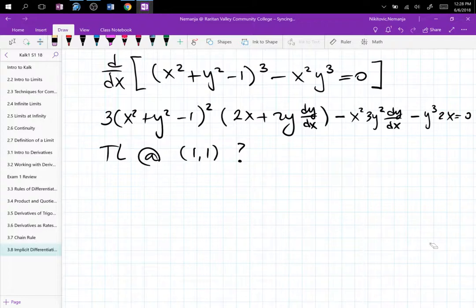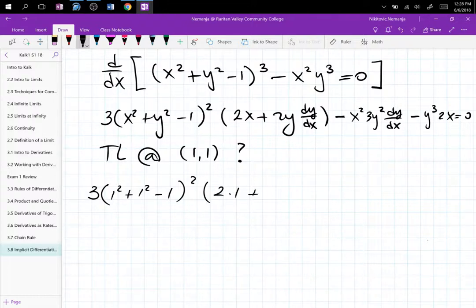All right, so I get to now copy the entire equation, but every single x and every single y is going to become 1, and every dy/dx becomes m. And then we have a very simple thing to solve. So let's go. 3 times (1 squared plus 1 squared minus 1), everything squared, times (2 times 1 plus 2 times 1 times m), minus 1 squared times 3 times 1 squared times m, minus 1 cubed times 2 times 1, equals 0.